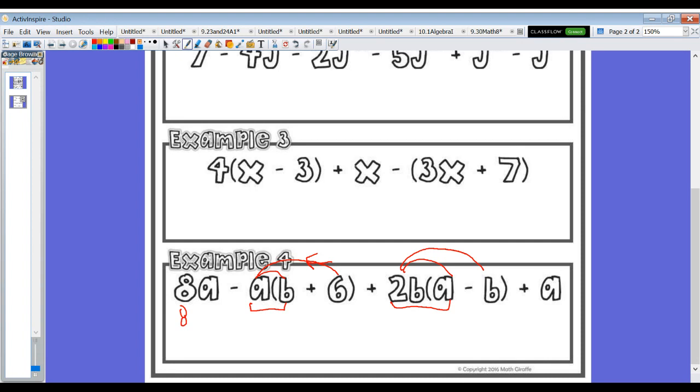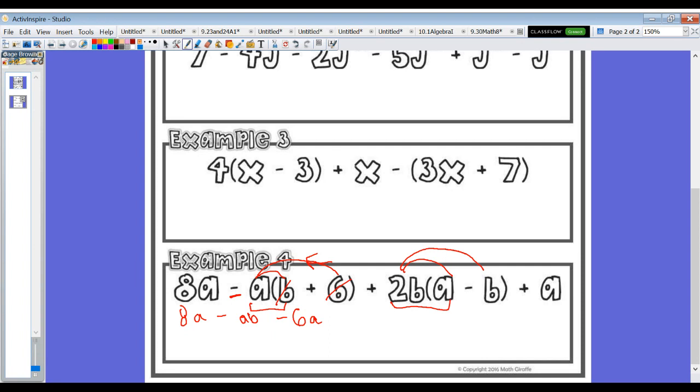This is going to turn into 8A minus A times B. I can't really do much there, so that's all it's going to be. AB is really saying A times B. Okay, so I've taken care of that piece. Now I want to do A times 6. Well, actually, negative A times 6. You don't want to lose that sign. So if I'm doing negative A times 6, that's going to give me a negative 6A. And now that set of parentheses is all taken care of. Let's move on to the other one.